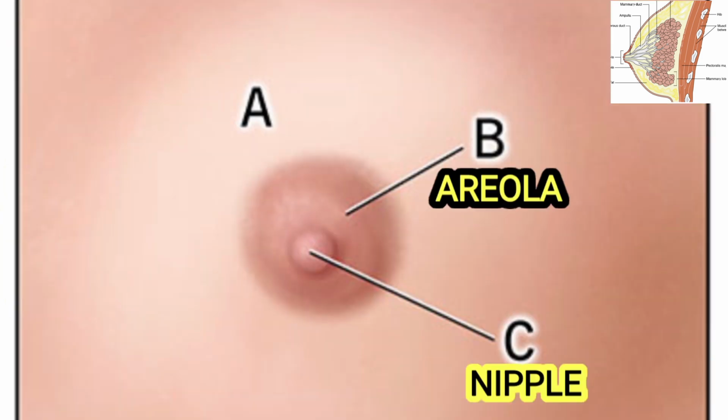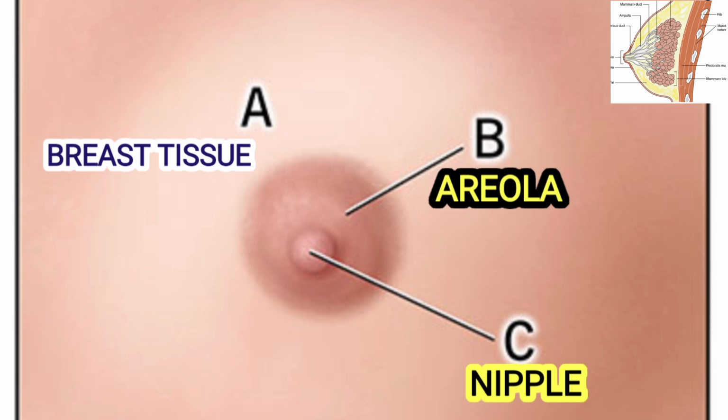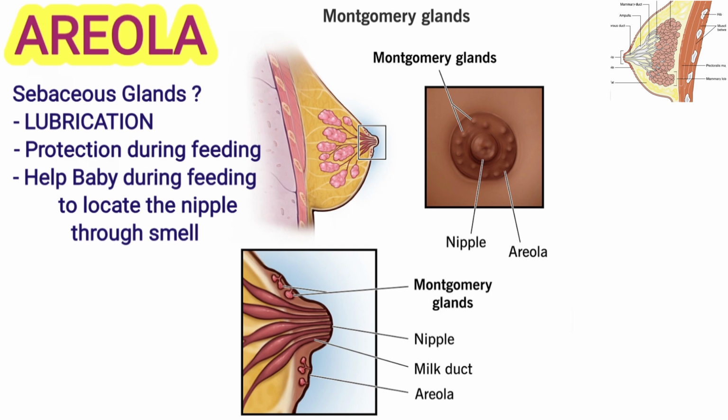Now the areola. It is circular blackish discoloration around the nipple. It contains plenty of modified sebaceous glands. Why are they present? First, lubrication. They secrete an oily substance that keeps the nipple and areola soft, prevents dryness and cracking. Second, protection during breastfeeding. During suckling, the nipple undergoes friction. Sebaceous secretions help reduce irritation, protect the skin from damage and infection. Third, they help the baby during feeding. The secretion may produce a mild smell that helps the newborn locate the nipple. So, sebaceous glands in the areola secrete oily material that lubricates and protects the nipple during breastfeeding.